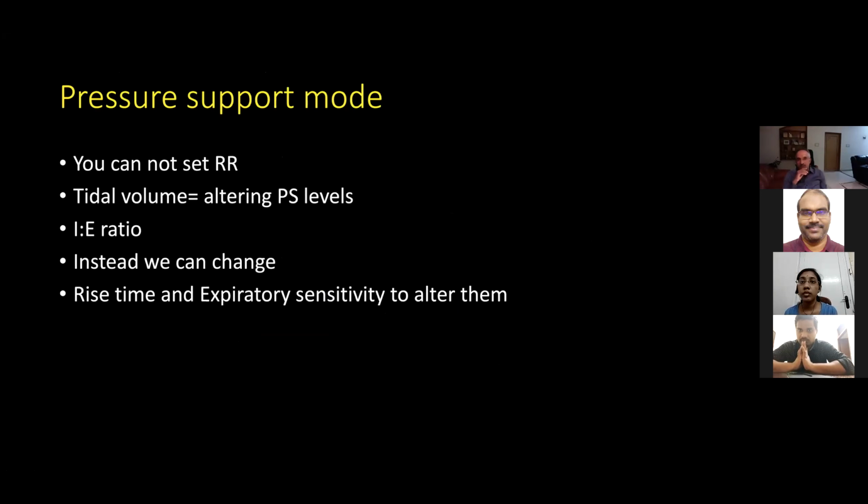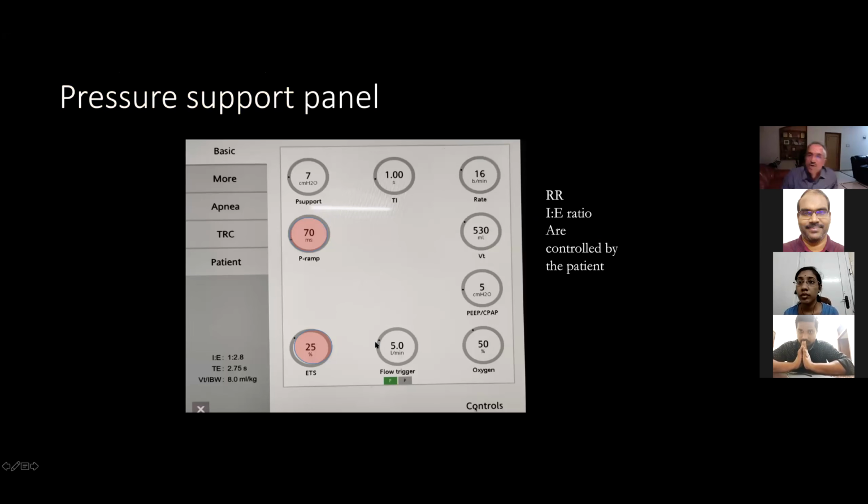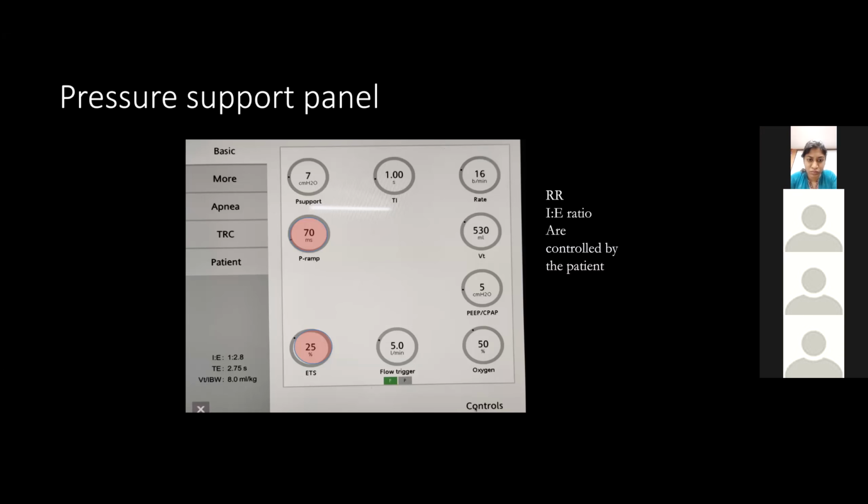So as I said, in pressure support mode, you can't set the RR. See, this is the panel that you get. You can only set pressure support, expiratory trigger sensitivity, and trigger. What is wrong in this? What is the wrong setting in this? Flow trigger is too much, sir, 5 liters per minute. Dr. Nisha, what is wrong in this panel? Flow trigger is too much. Yeah, how much should we decrease it to? Sir, we should reduce it to at least 1 to 2 liters per minute.